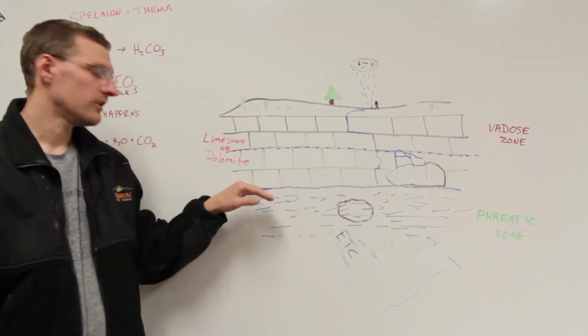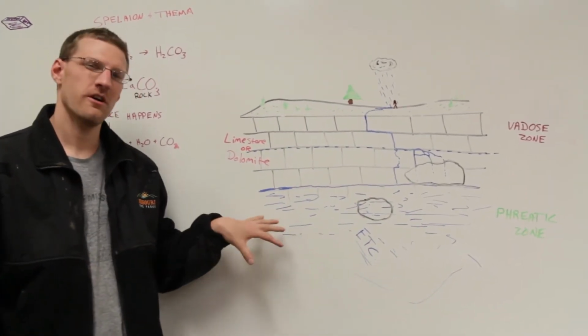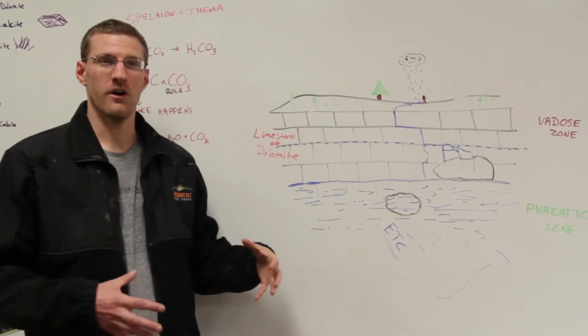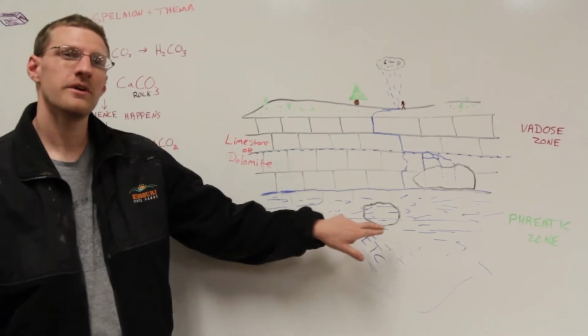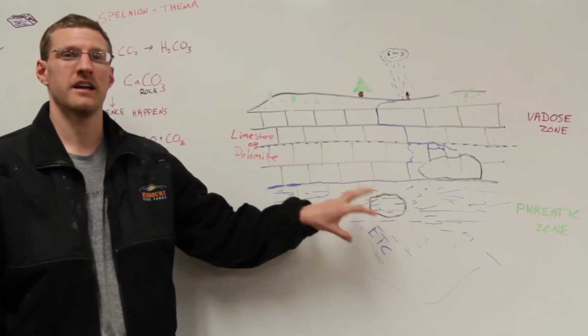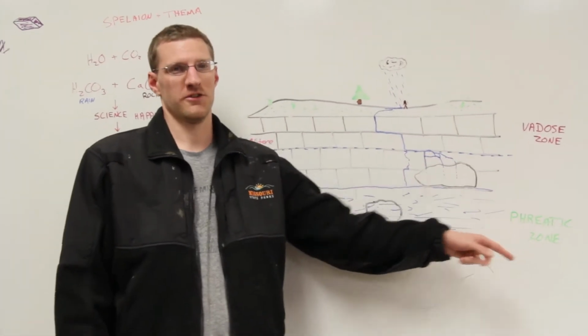Now, everywhere below the water table, the rock is completely saturated. So don't think of the water table like a lake full of water. Think of it like a sponge full of water. So any caves, any void spaces down here, they're called phreatic caves because they're completely full of water. This is the phreatic zone, the saturated zone of the rock.